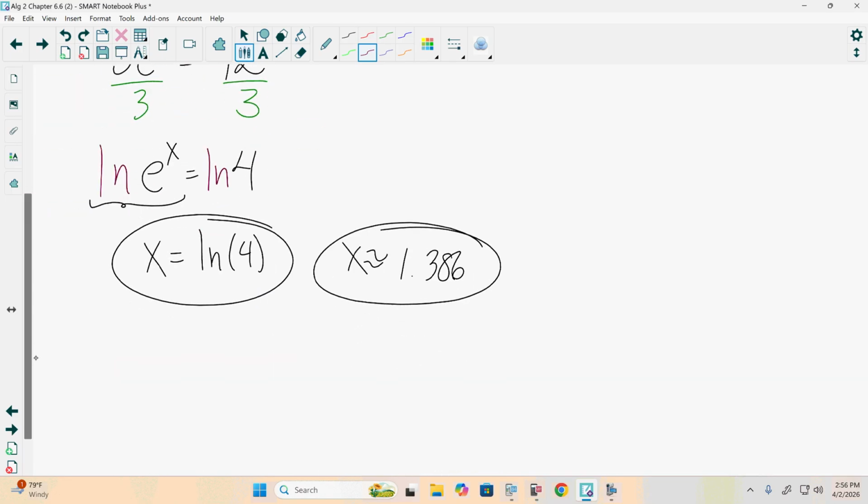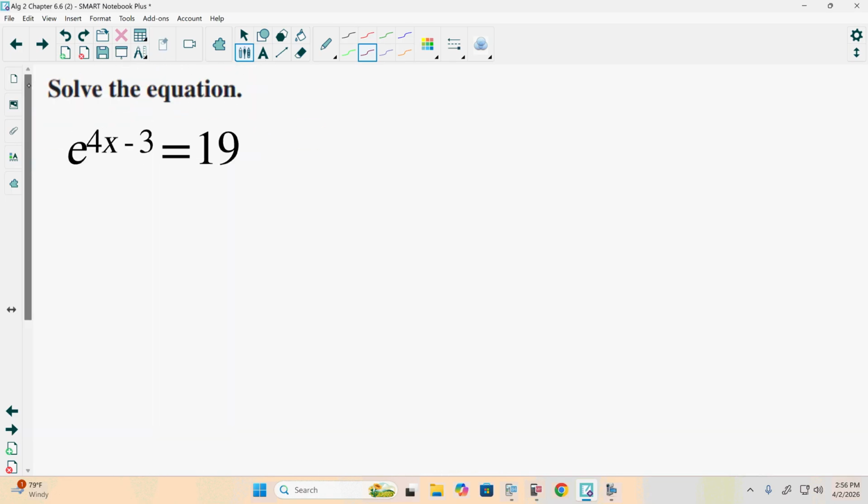Questions on these here? I think we feel pretty comfortable with these, yes? E is already by itself, so we would take the natural log of both sides. Then we'd have to add 3 divided by 4, or really saying x is equal to natural log of 19 plus 3 over 4, if we solve this. Questions on these here? We're ready for the next one.